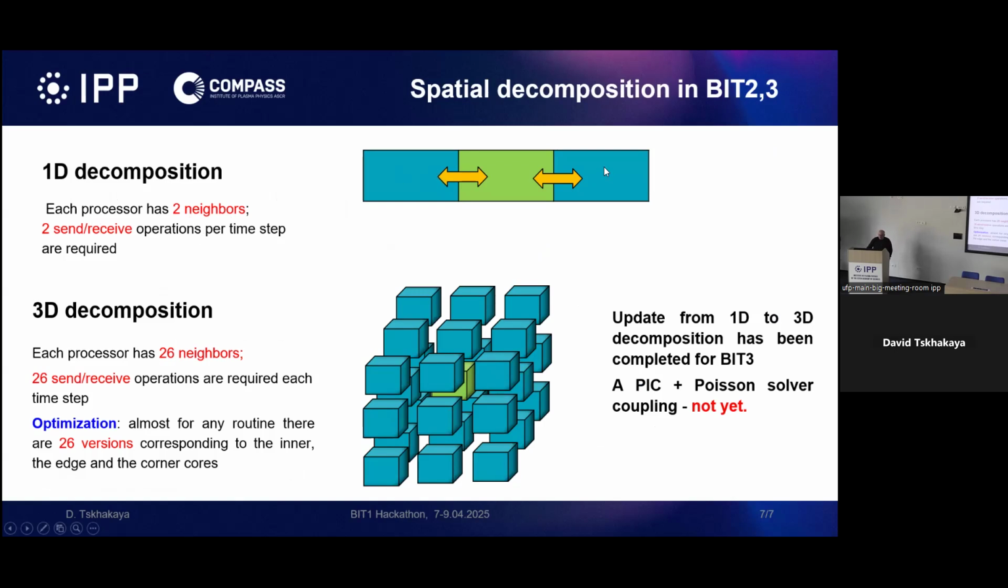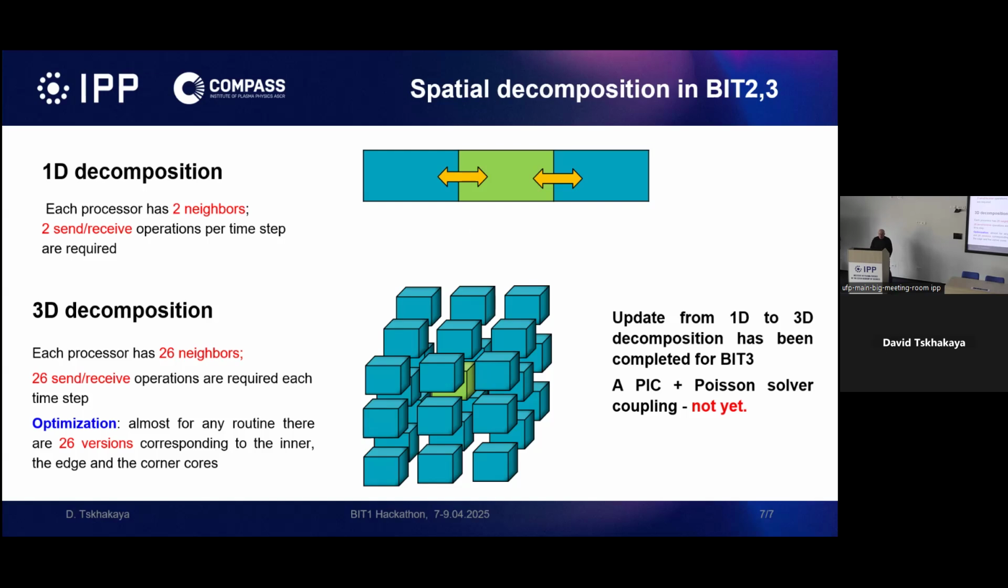Because 1D decomposition is very fast, even for a 3D code. You have two neighbors, left and right, so the transfer of data is in just two directions, and it's really fast with very high scalability. But then we saw that to keep, say, the Poisson solver highly scalable, we had to go to 3D or 2D decomposition, and that changes everything. Now, if you have 3D decomposition, each core has 26 neighbors, so you have to exchange data with 26 neighbors. But this is not the whole story, because the code is very optimized.